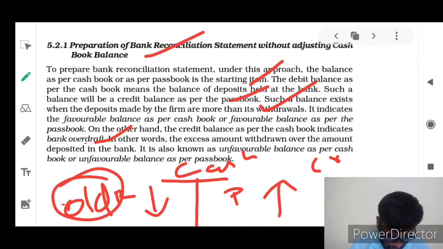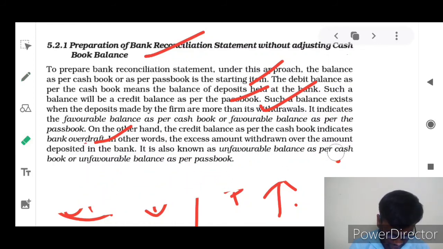Because your receipt side, how much amount you received, that is very less compared with your payments. So you are paying more than your receipt. But if your incoming is very less than your expenses, then in that situation you should get amount from outsiders, isn't it? So your payments are more than your receipts. So in this situation you are in a critical position. So it is overdraft. It is called unfavorable balance. So overdraft is unfavorable balance.